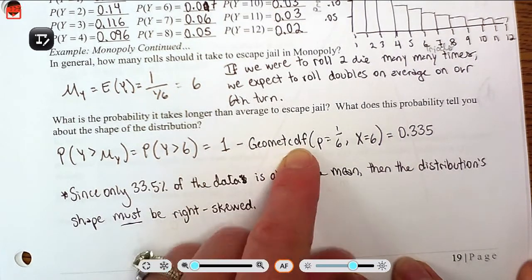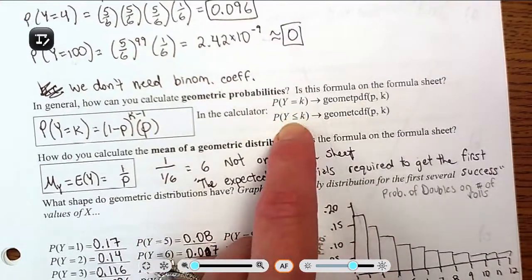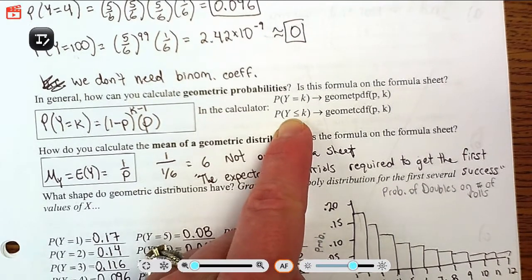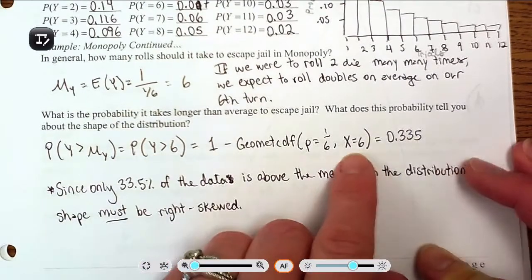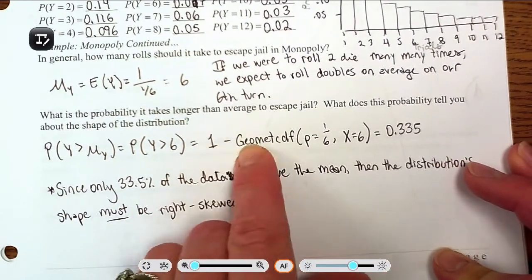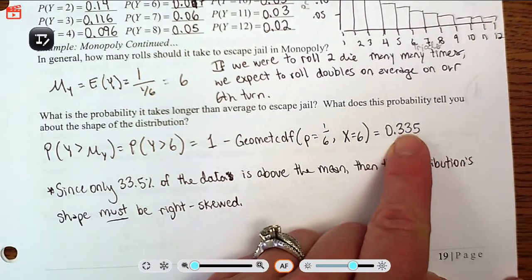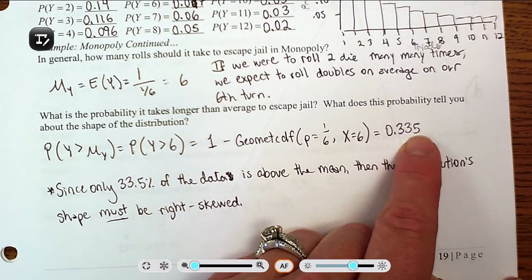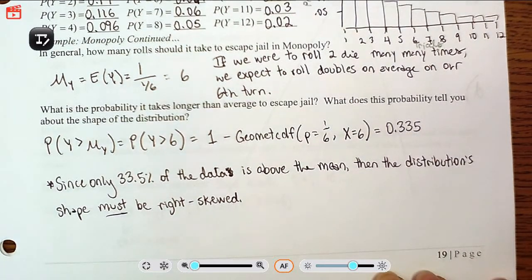That's 1 minus geometcdf with probability of success 1/6 and the success on the 6th one. Remember that CDF only works for a left area, so that means fewer than or equal to 6, but we want to know more than 6 rolls, so I have to go 1 minus fewer than or equal to 6, and that's 0.335, so there's a 33.5% chance that it takes you more than 6 rolls. Since only 33.5% of the data is above the mean, the distribution shape must be right skewed.